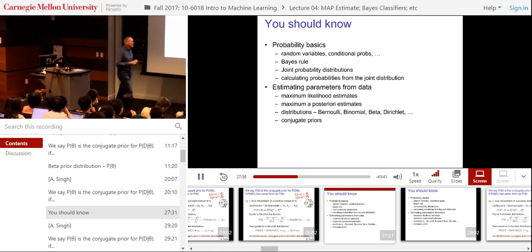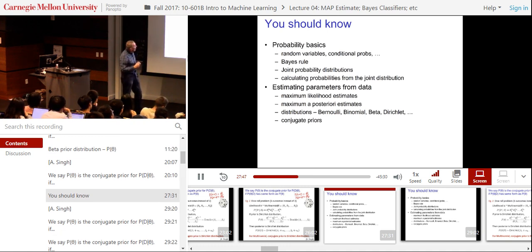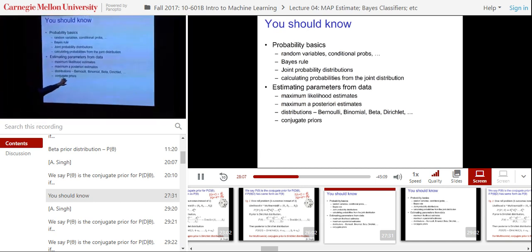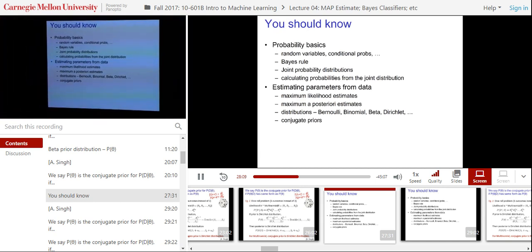Okay, so to summarize all this, here's what you should know. You should know about random variables, conditional probabilities, and all these joint probability distributions we talk about. Bayes' rule, calculating probabilities from joint distributions. You should be able to do all those things, for example, on a midterm. You should be familiar with these two key approaches to estimating probability parameters from data, and with these basic distributions that we've just talked about, and the notion of a conjugate prior, which simply is that the prior is the same functional form as the data likelihood and therefore the prior, the posterior.